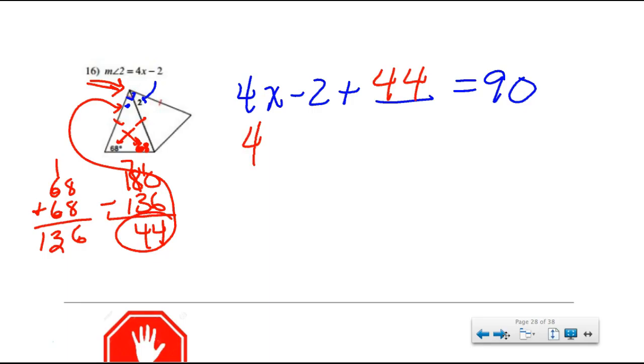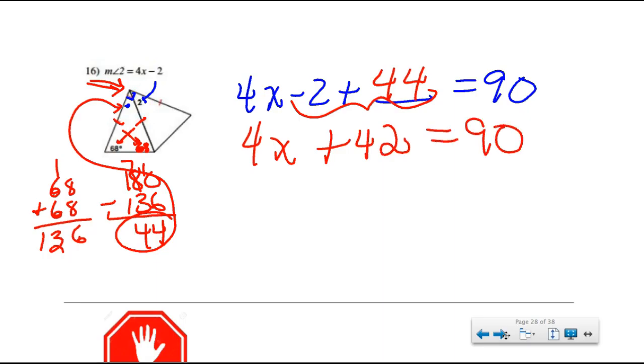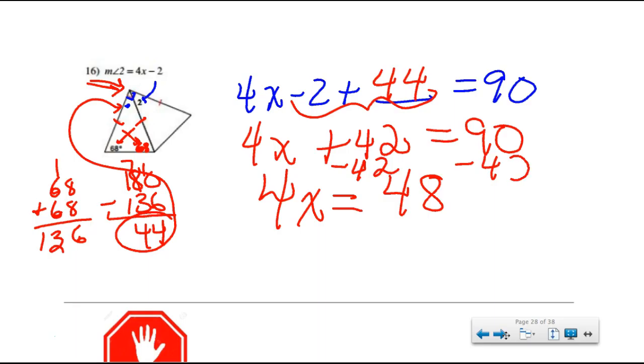And again, it's 90 because of that box that they gave me in that corner. So I've got 4x plus 42 has to equal 90. That gives me 4x has to equal 48, subtracting the 42 from both sides. Dividing both sides by 4 gives me an x, or a final answer, of 12.